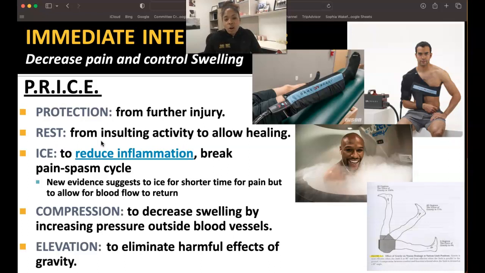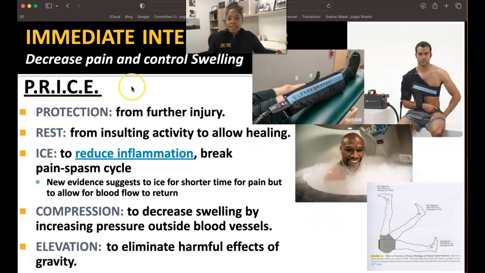And then compression is always great. And so here are some, the Game Ready, we have recovery boots now. The compression is great because it pushes out any inflammation or swelling that occurs because we have the increase in prostaglandins, and we have fluid leaking out of the cells into the interstitial space, and so it will help reduce the amount of swelling and assist the lymph system. And then elevation, in this bottom right hand corner, is ideal. Again, if you want to assist the lymph system, putting the joint at a 90-degree angle is the ideal.